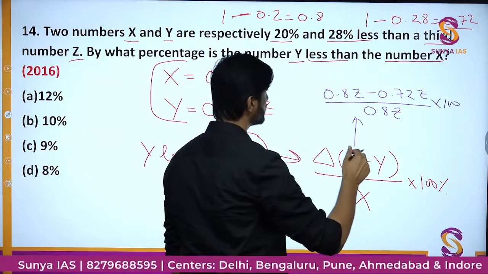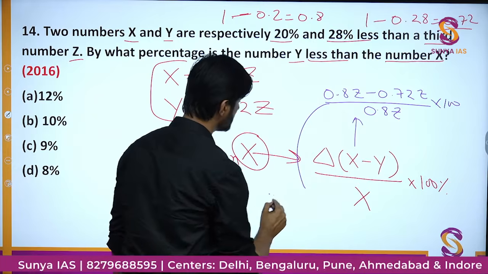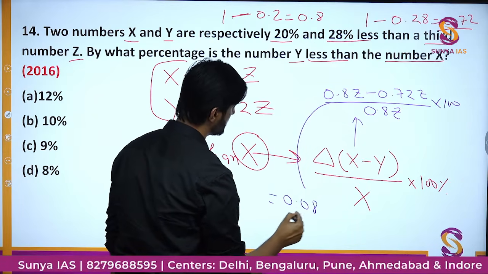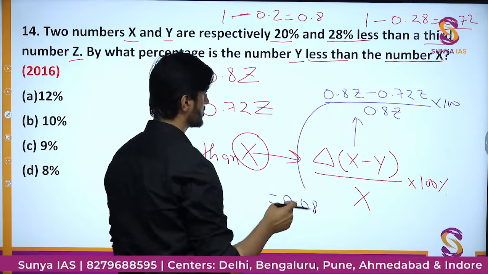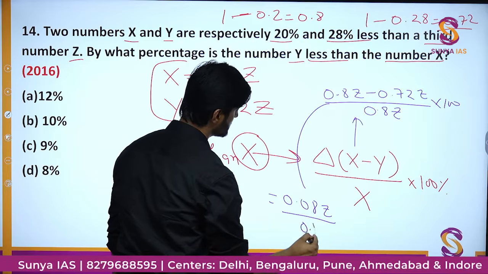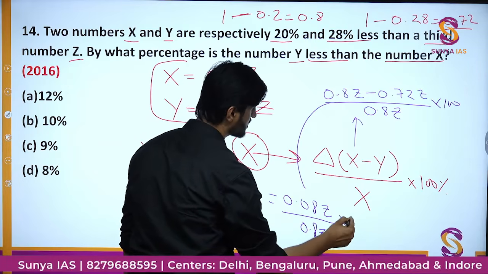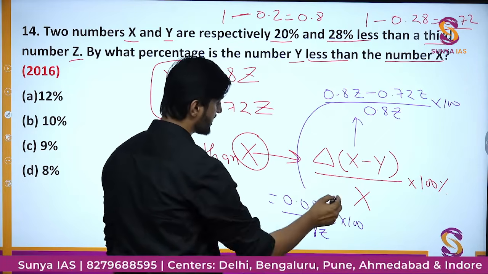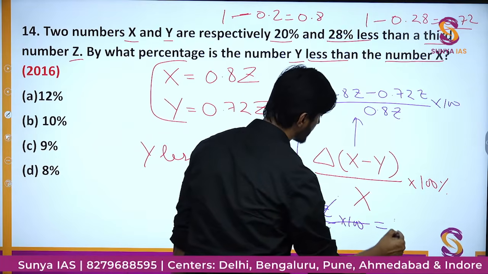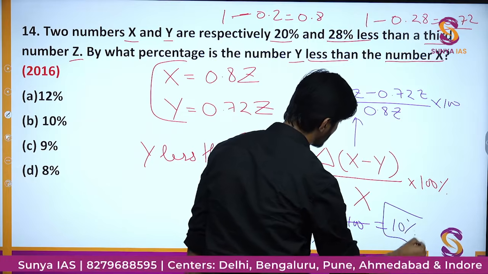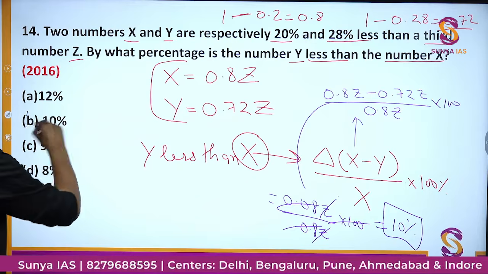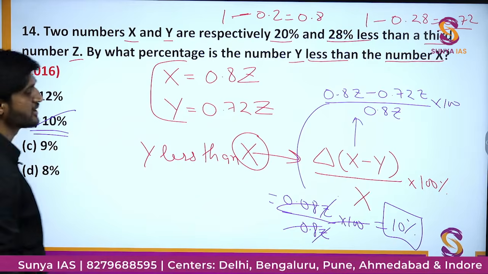If you subtract both of these, you will get 0.8 minus 0.72. This is going to be 0.08. Okay, be careful with the decimal calculation. Divided by 0.8Z into 100. Now, if we cancel out both these things, get rid of the decimals, the overall value you are going to get is 10%. Is it all right? So the correct answer is going to be option number B, that is 10%.